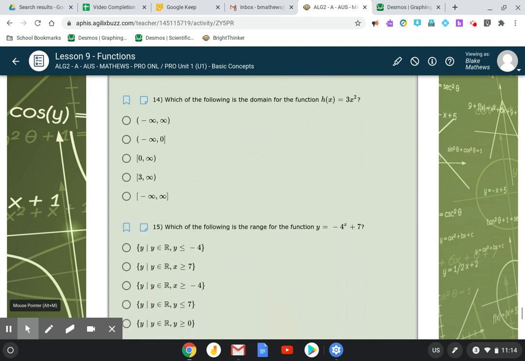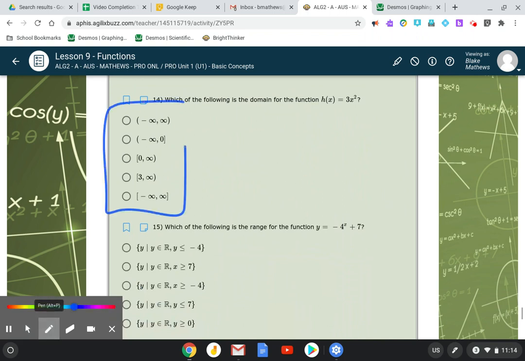Then we get to number 14, and it asks us about the domain. They give us this notation here, and I just want to make sure you understand how this notation works.